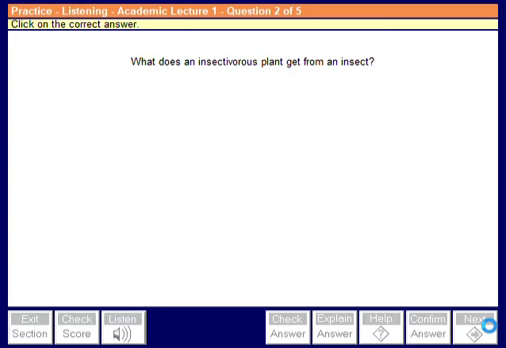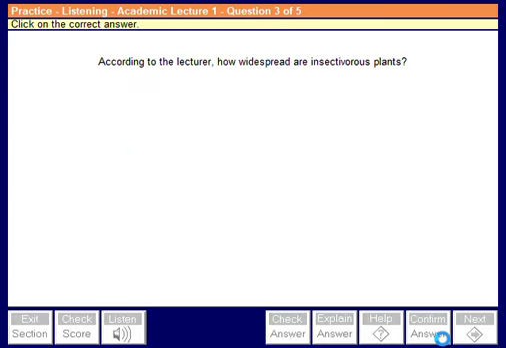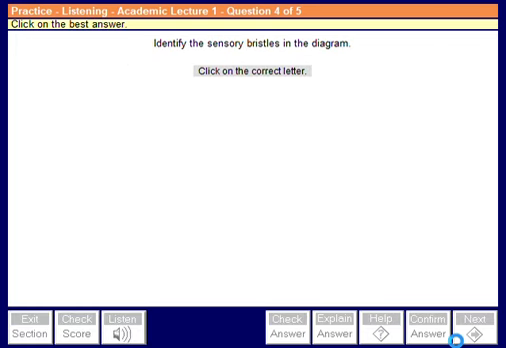What does an insectivorous plant get from an insect? According to the lecturer, how widespread are insectivorous plants? Identify the sensory bristles in the diagram.